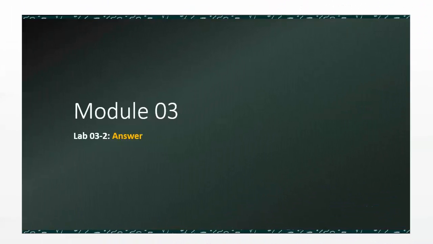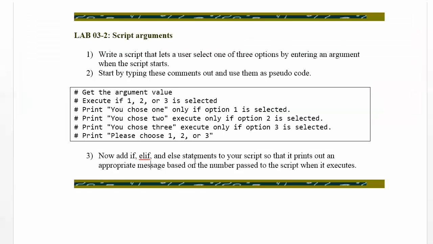Okay, let's take a look at an answer for Lab 3.2. So in Lab 3.2, you had to go through and write a script that lets the user type in, select one of three options using an argument, and then test to see which one they chose and perform an action based on that.